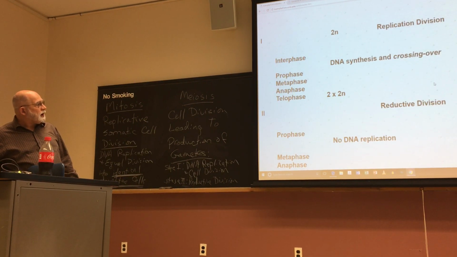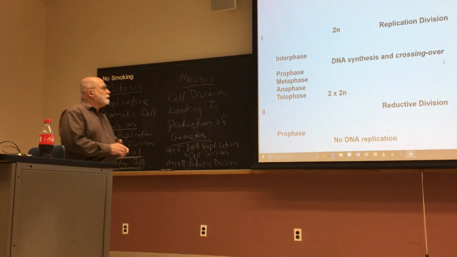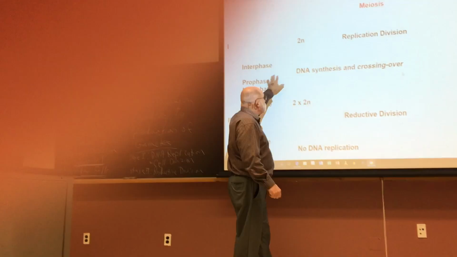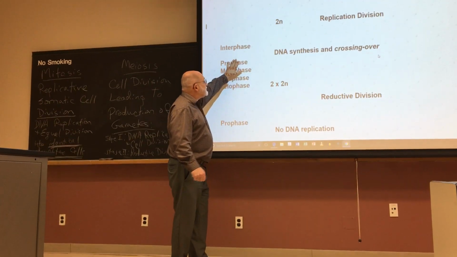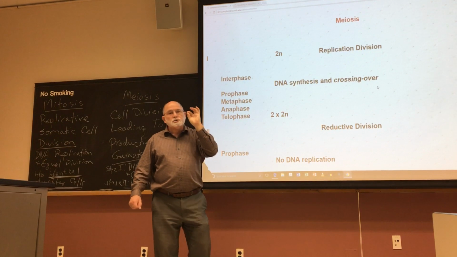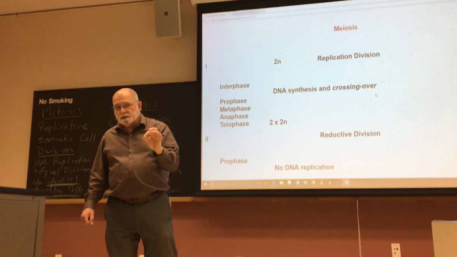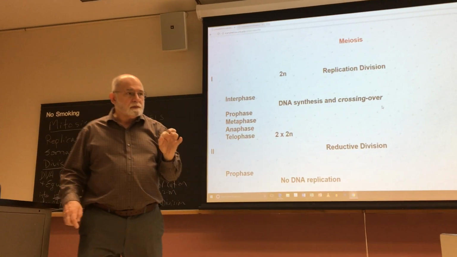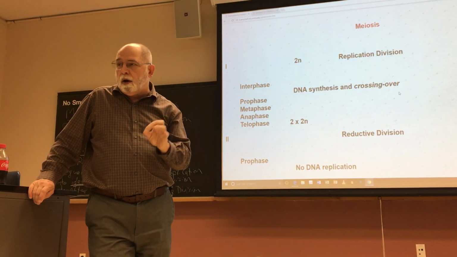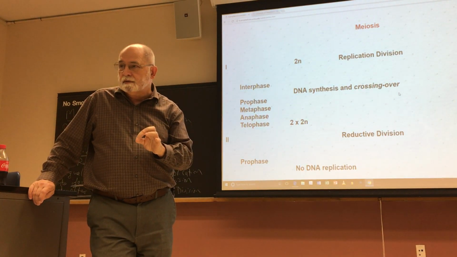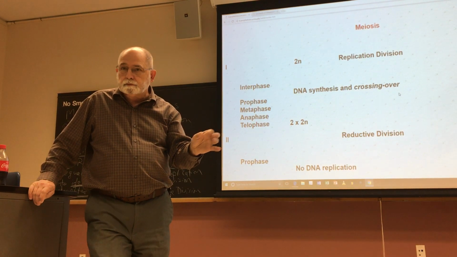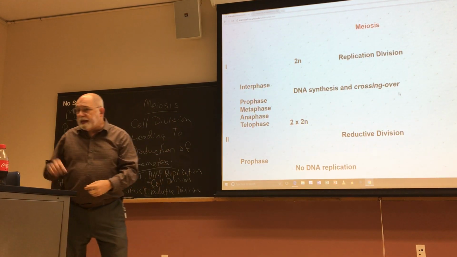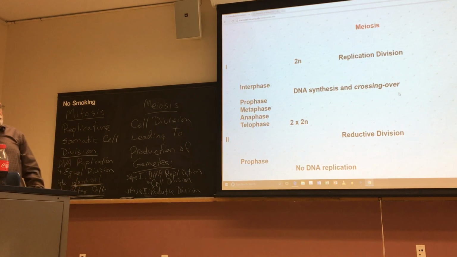One other comment I want to make. This stage turns out to be approximately the stage at which oogenesis halts in mammals. And it may halt for 50 years. Okay. Not necessarily a short period of time. That doesn't occur in spermatogenesis.